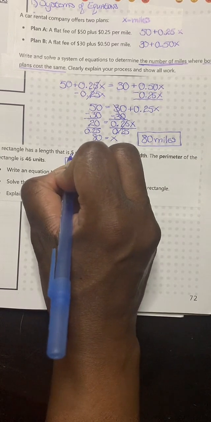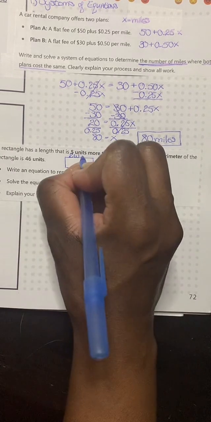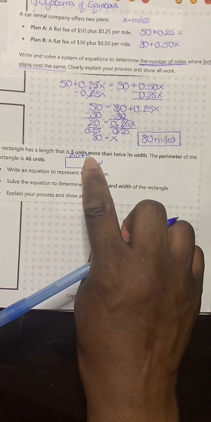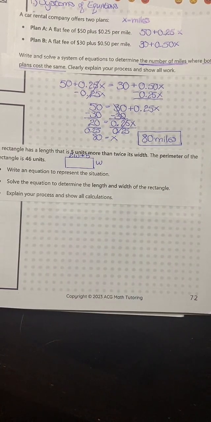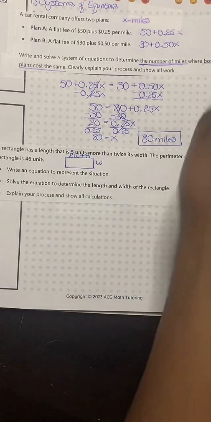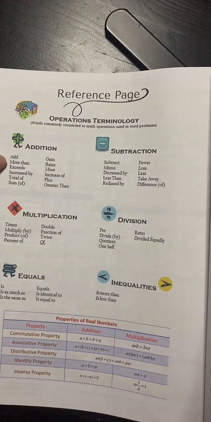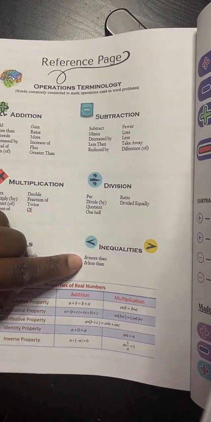So twice means 2 times. So that's 2W. More than, so that means the 5 is more than. So that's addition. It doesn't say is more than. If it said is more than, we're looking at inequalities. But since it just says more than, that's addition. Okay? And if you're not too sure, remember we got that in the back of our handy dandy notebook here. So looking at the terminology, we have more than, which is right here, compared to is more than.